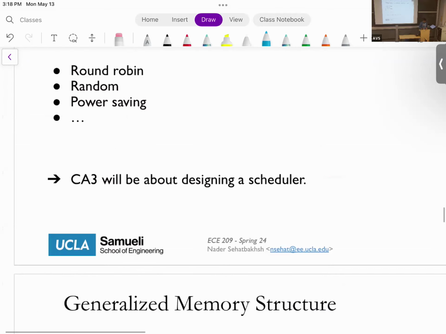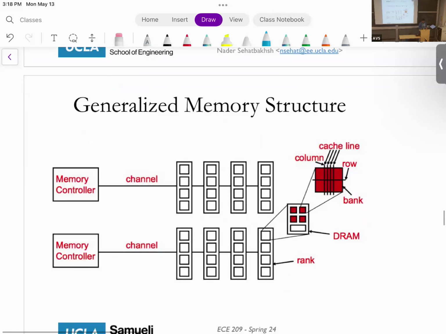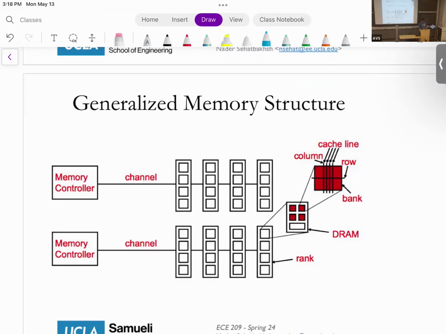Okay, so to summarize, this is your memory system. So the request comes from the memory controller, goes to the channel. The channel has a bunch of DIMMs. Each DIMM has a bunch of different chips. Within each chip, you have a bunch of different banks. Within each bank, you have rows and columns. Within each row, you have a bunch of columns. Each one is a cache line in your system, right?